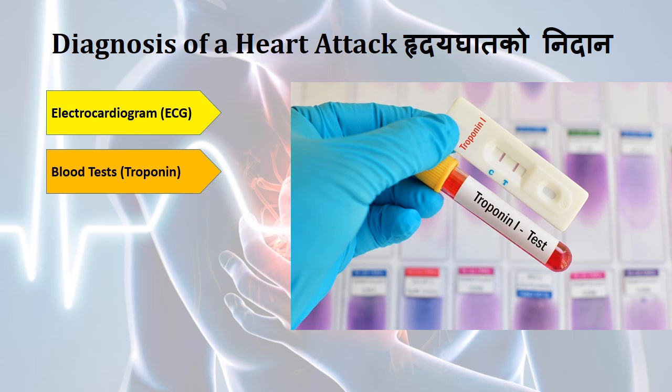The second test is the blood test. Our blood usually does not contain troponin protein. Troponin protein is released only when our heart muscles are being ruptured. Okay, so when our blood is tested, if troponin protein is detected in our blood, it definitely means that our heart muscles are being ruptured and we might be having a heart attack. But if troponin is not detected in our blood, then we are not having a heart attack.